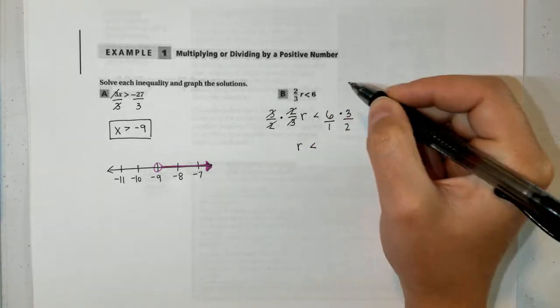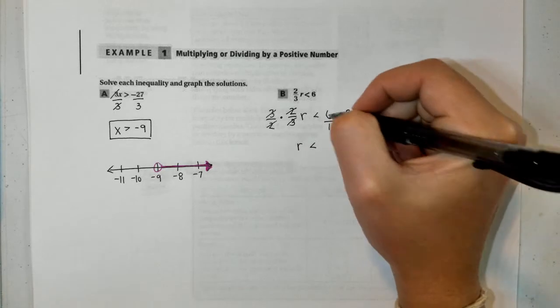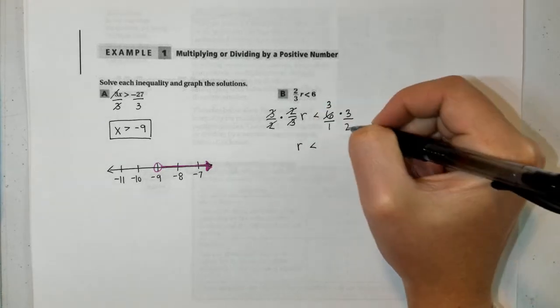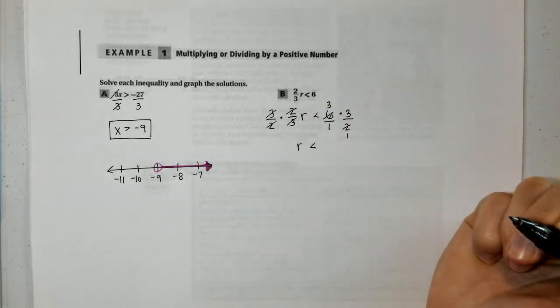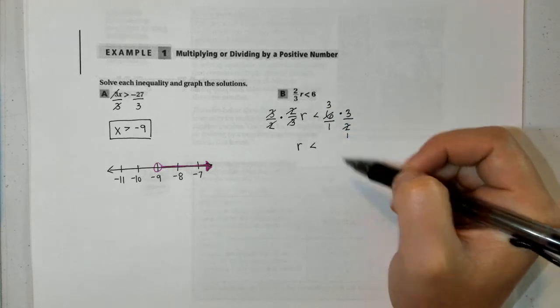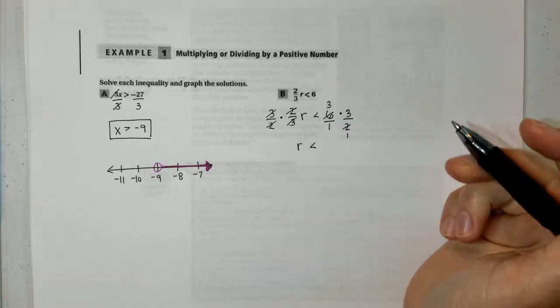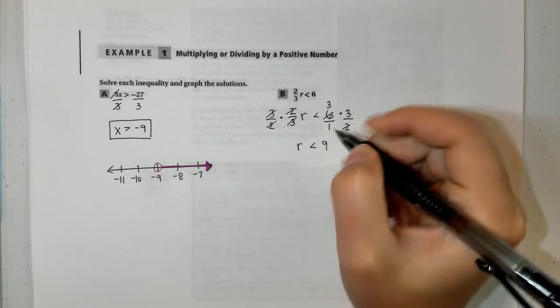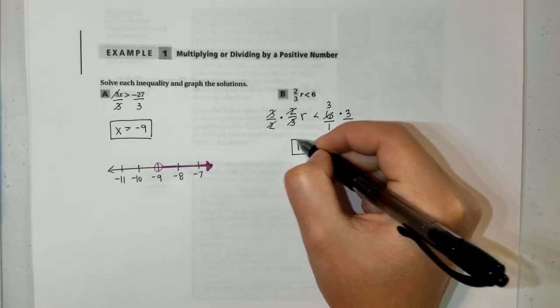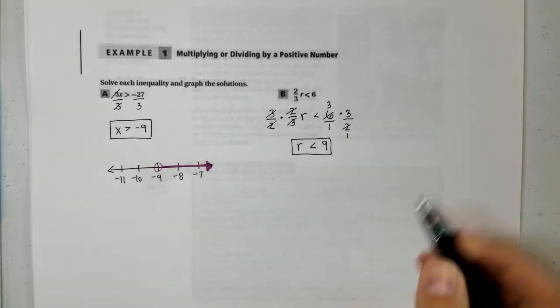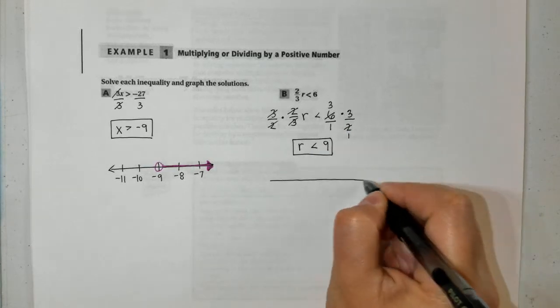Less than, 6 and 2 are both divisible by 2. 6 divided by 2 is 3. 2 divided by 2 is 1. And then I multiply across. 3 times 3 is 9. 1 times 1 is 1. 9 over 1 is 9. So we have r is less than 9. And then I'm going to graph my answer.